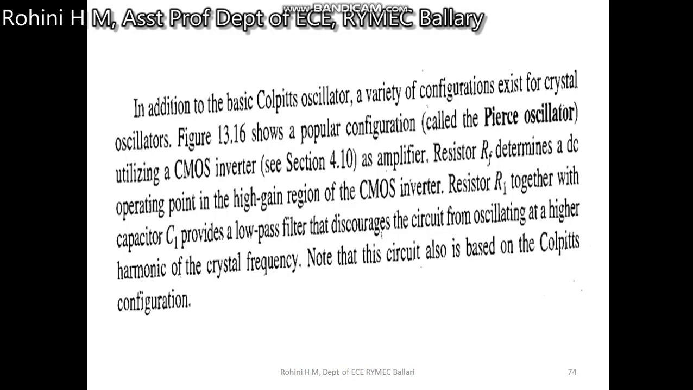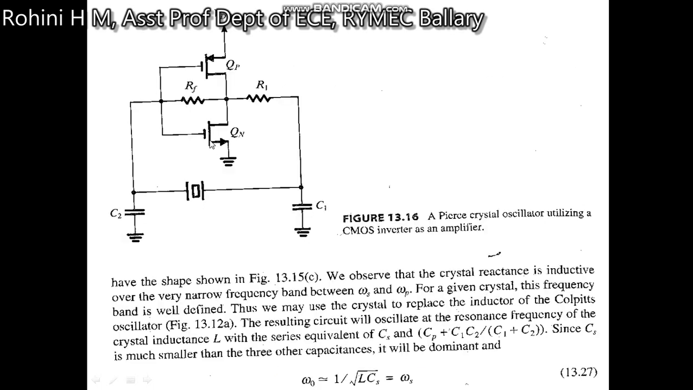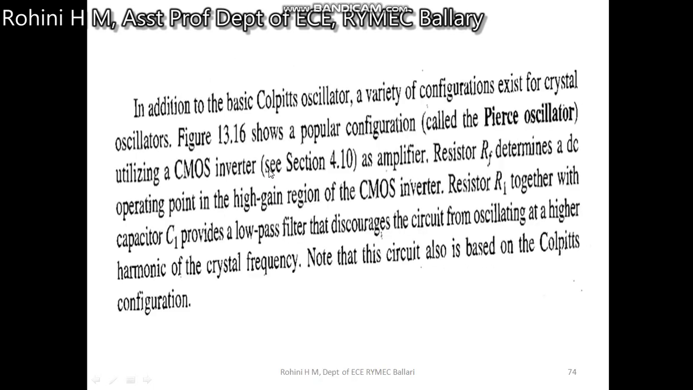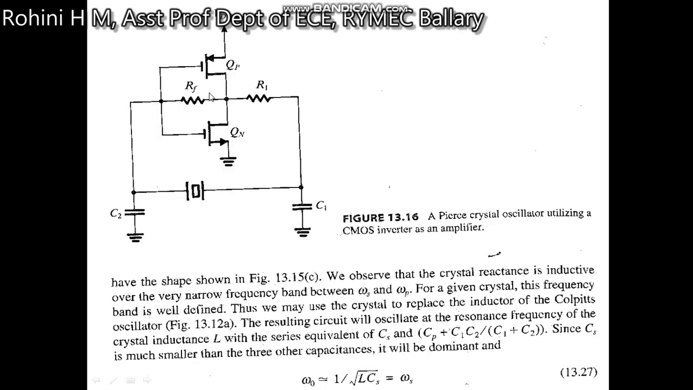In addition to the basic Colpitts oscillator, a variety of configurations exist for crystal oscillators. Apart from the basic Colpitts oscillator, there are many other crystal oscillators available. This circuit is one of the popular configurations. Here RF determines the DC operating point in the high gain region of the CMOS inverter.